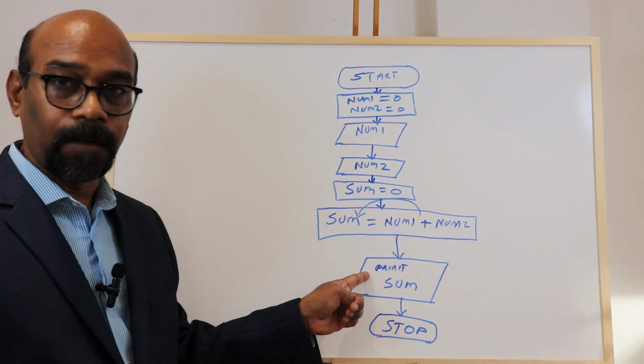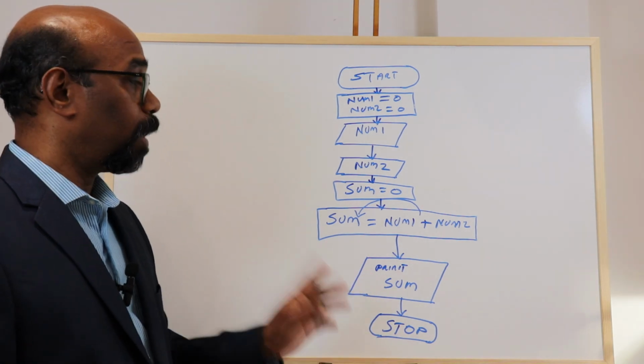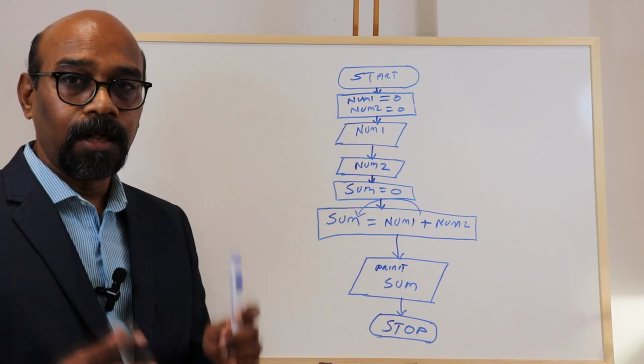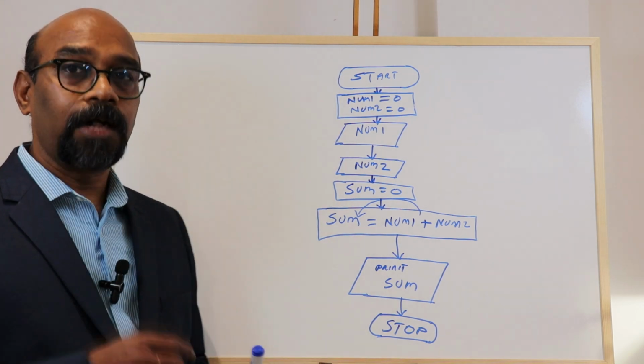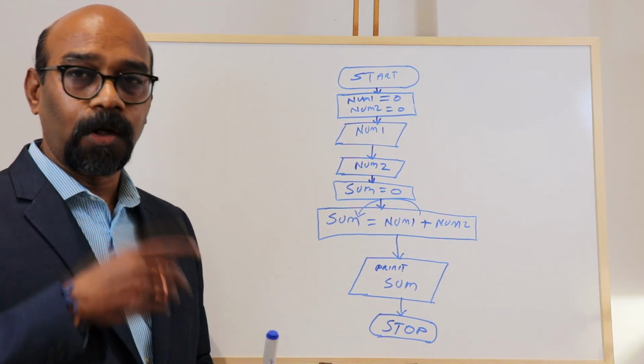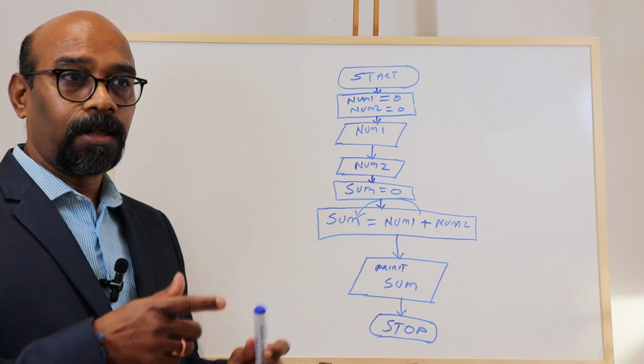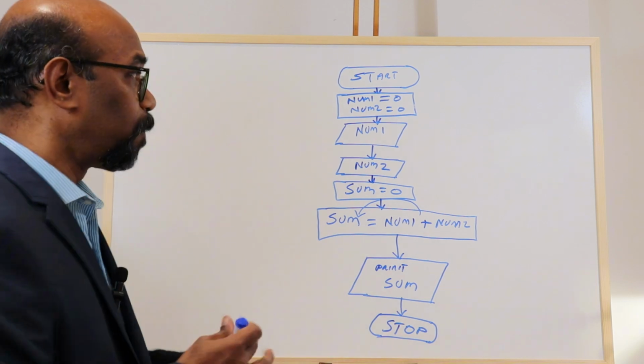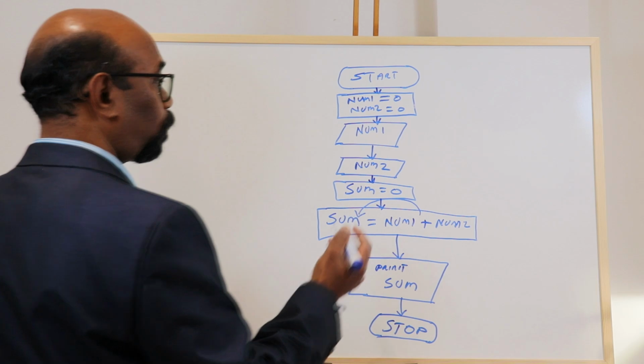Now the output is sum. So this is okay. Now the logic is done. It is very, very important: whenever you write a piece of code, you must test your logic. Make sure your logic works. So how are you going to test?